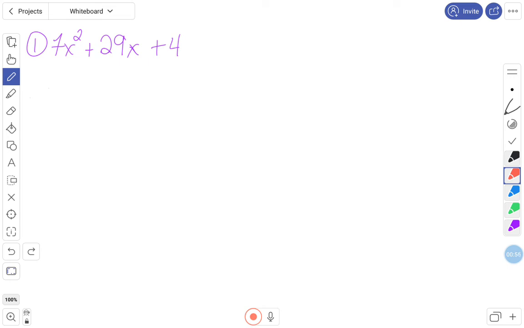We're going to use the table method to start with. And it starts off the same, okay? I'm going to add to the middle number. First of all, make sure it's in the right order. X squared, then the x, then the normal number. Okay, and then the middle number is what I add to. So adding to 29. What's going to change is the number that I'm multiplying to. So instead of multiplying to the 4, you're going to take 7 times 4 and use that number.